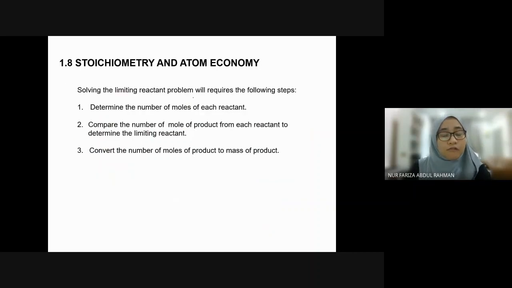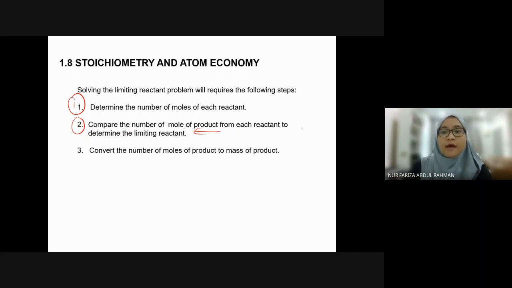So how to solve problems related to limiting reactant? Determine the number of moles of each reactant. First, you have to determine the number of moles of each reactant. That's the first step. And then secondly, you have to compare the number of moles of product from each reactant to determine the limiting reactant. This is where the stoichiometry comes in. You have to compare again.